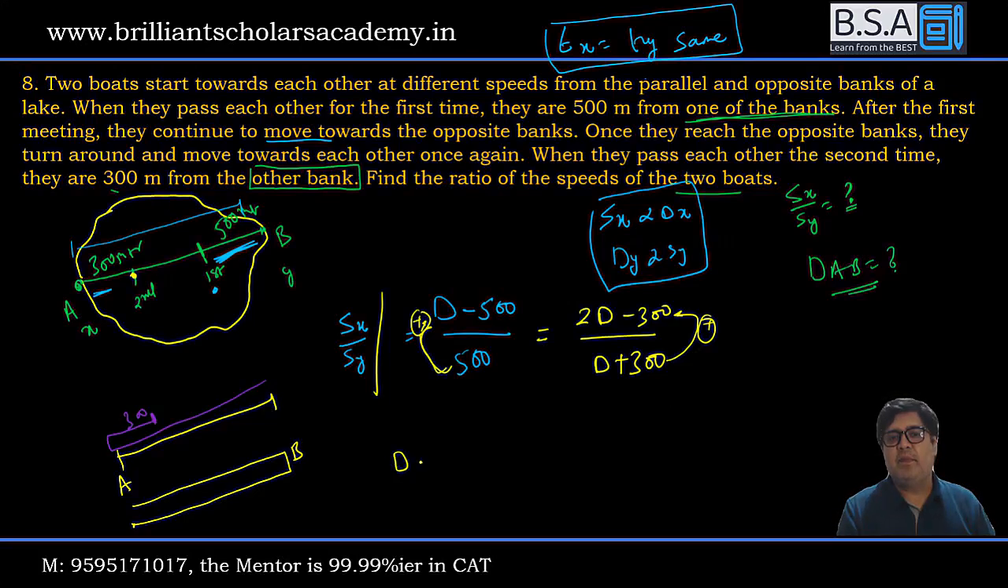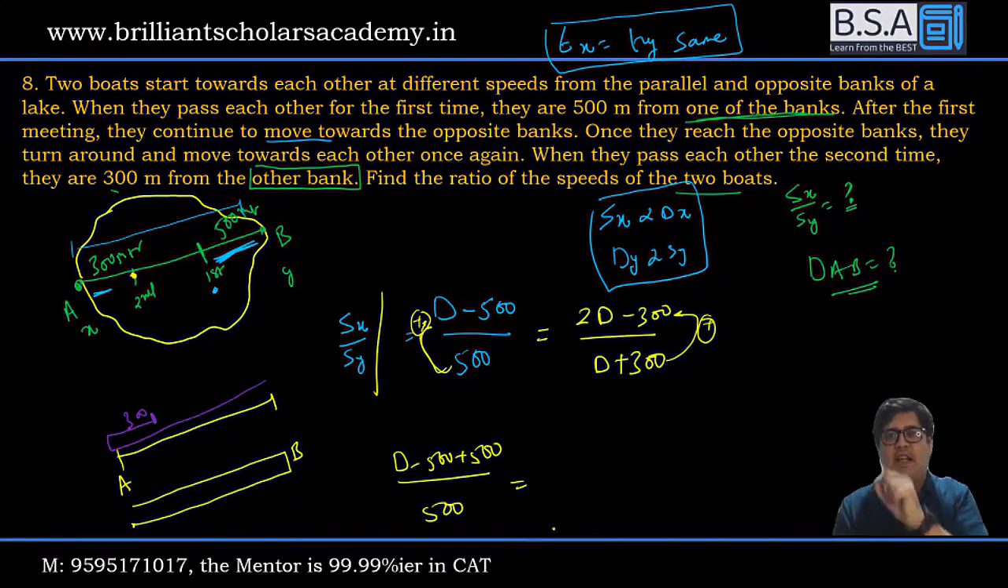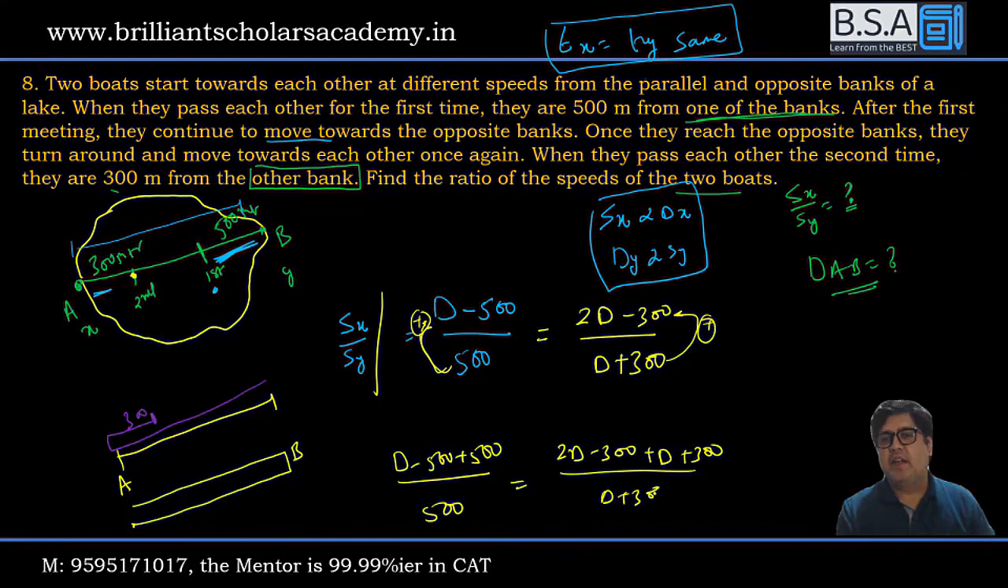So it will become D minus 500 plus 500. I did not change the denominator. Whatever you do on the left side must appear on the right side as well. 2D minus 300 plus D plus 300 upon D plus 300. Now observe the pattern. 500, 500 cancelled, 300, 300 cancelled.